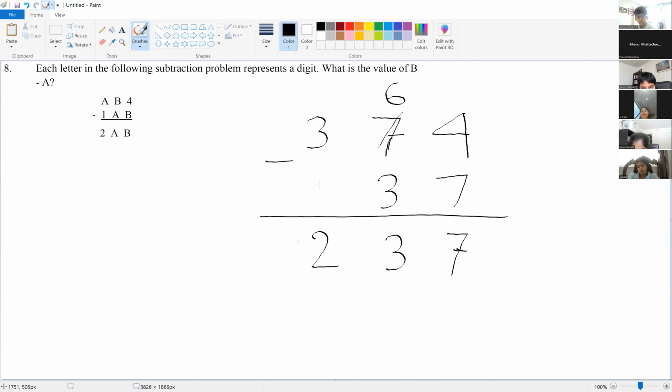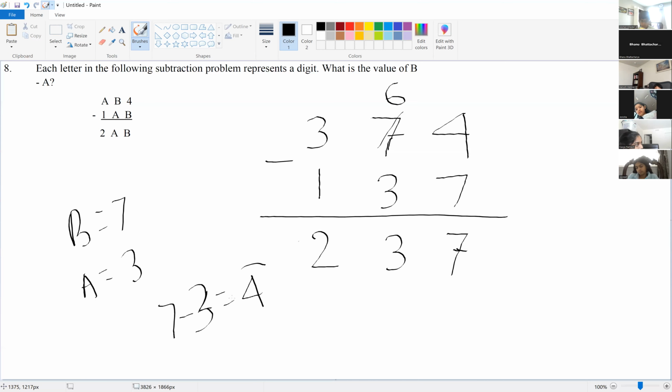So everything works out. I checked it, it works. And since b is 7 and a is 3, 7 minus 3 is 4. Okay, any questions, anybody?